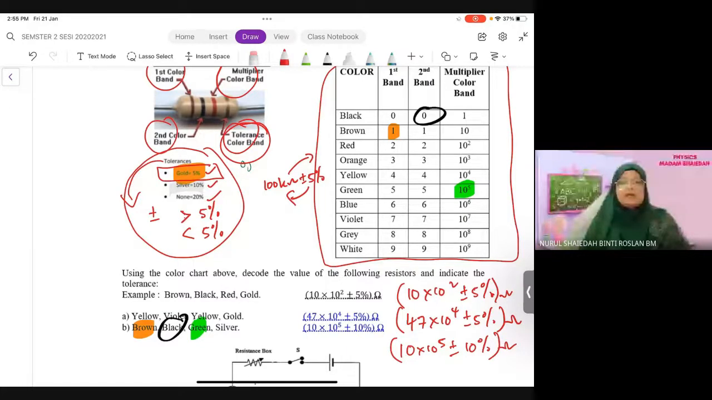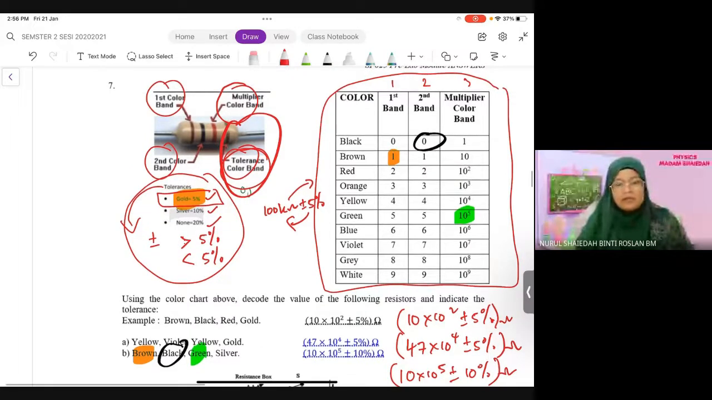So tak susah, saya rasa tak susah pun nak baca color coding ni. Cuma you kena tahulah first band, second band, multiplier. Paling penting you tengok yang belakang ni dulu. Tolerance dia ada 3 color je: gold, silver, none. And then baru you tengok pada first color. This table you don't have to memorize. Kalau dalam lab report ke exam ke, nanti dia akan bagi. Tapi PSPM tak ada. Mungkin boleh keluar kat lab eksperimen, tapi color band ni mesti dia kena bagi.